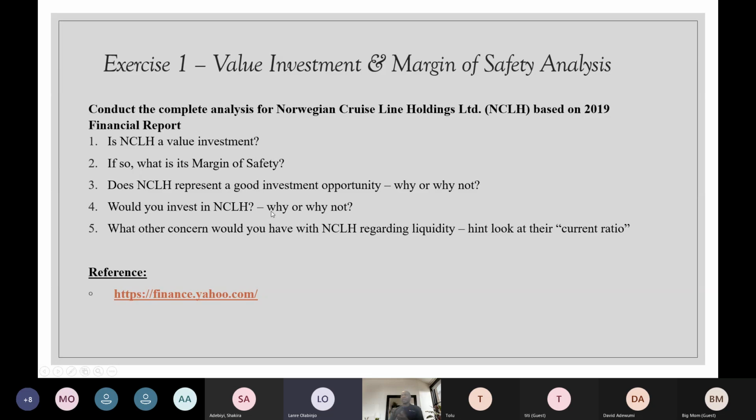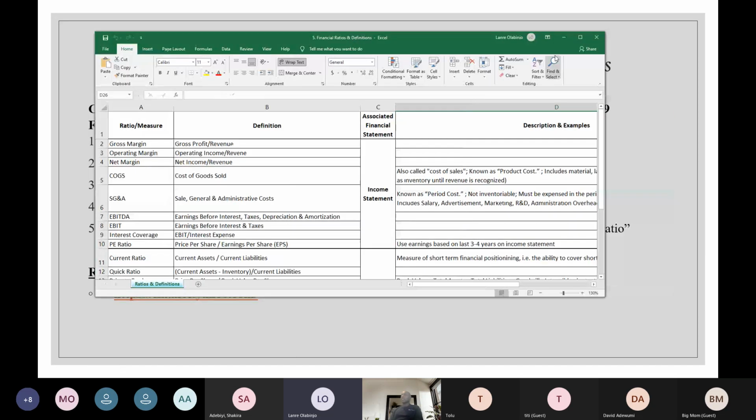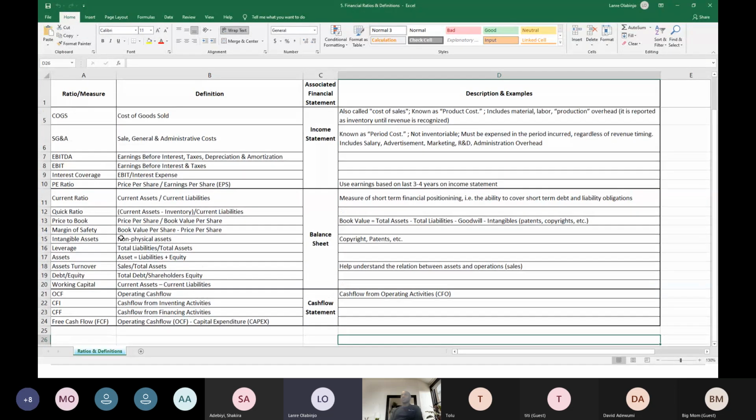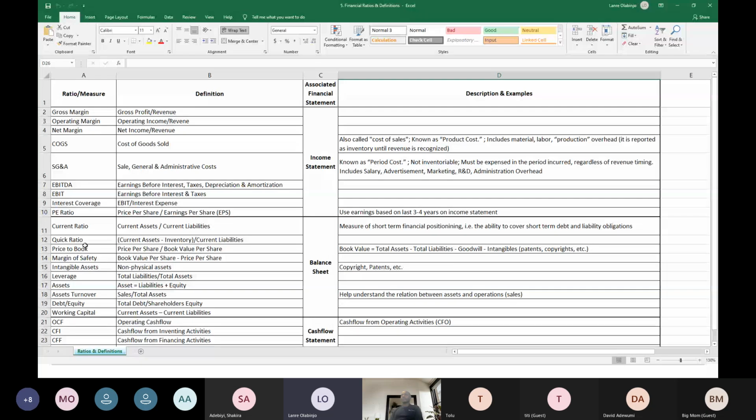To Shakira that was asking a question earlier, will you invest in it? Why or why not? Because if it's a value opportunity, why will you not invest in it at this time? What other concerns will you have? And I said here, look at their current ratio. I will explain current ratio to us later. I talked about looking at different ratios earlier on. I'll be sharing this with us as part of this class or maybe the next class.